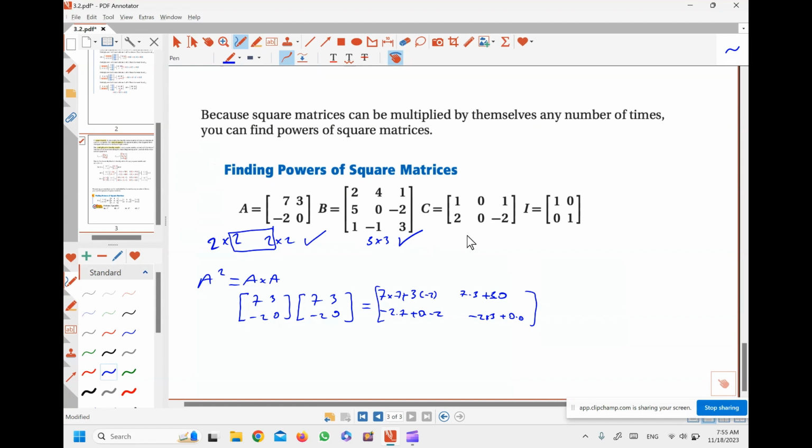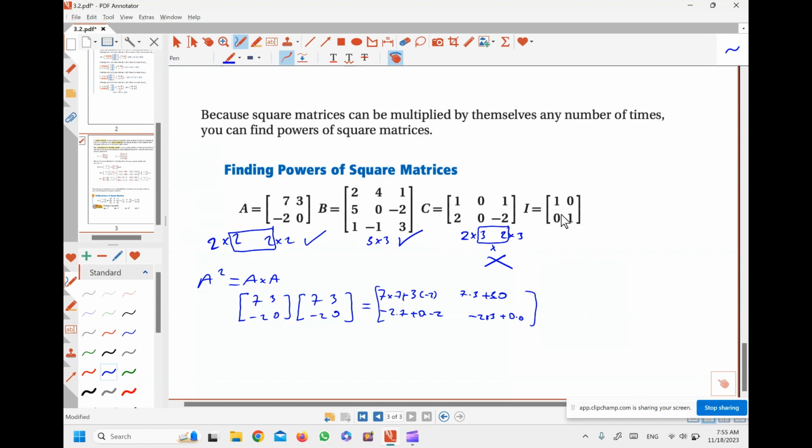What about C? In C, we see 2 rows, 3 columns. You would multiply 2 by 3 by 2 by 3. As you can see, the inner dimensions are not the same. Then we cannot do this multiplication. We can't multiply C by itself because C is not compatible for multiplying by itself.